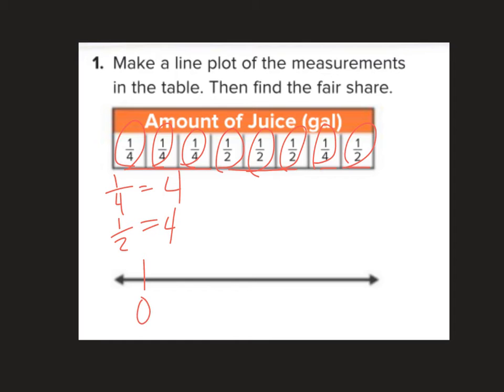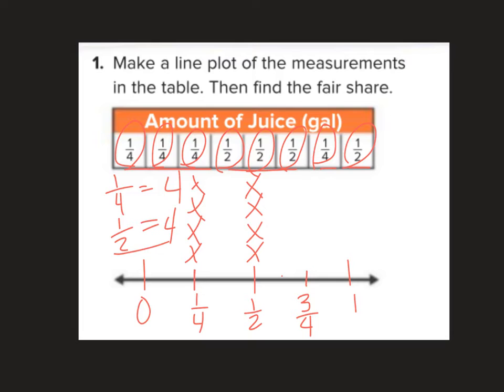I'm going to say this is 0. This is 1. So halfway between there is going to be 1/2. How many do I have? 4. So I've put 4 X's. To cut a number line into fourths, we usually start with 1/2. And then we go halfway between 0 and 1/2 to get the 1/4, and halfway between 1/2 and 1 to get 3/4. So now I have cut my number line into fourths. I have 4/4.